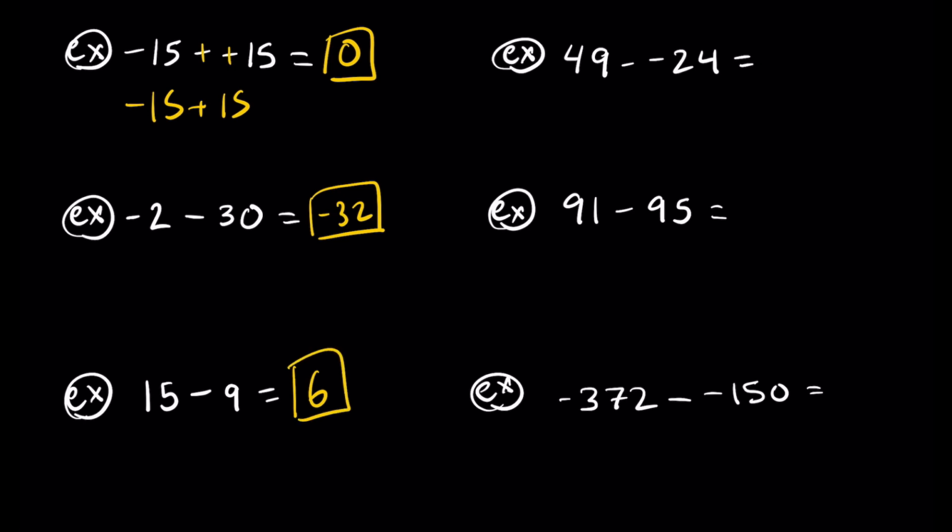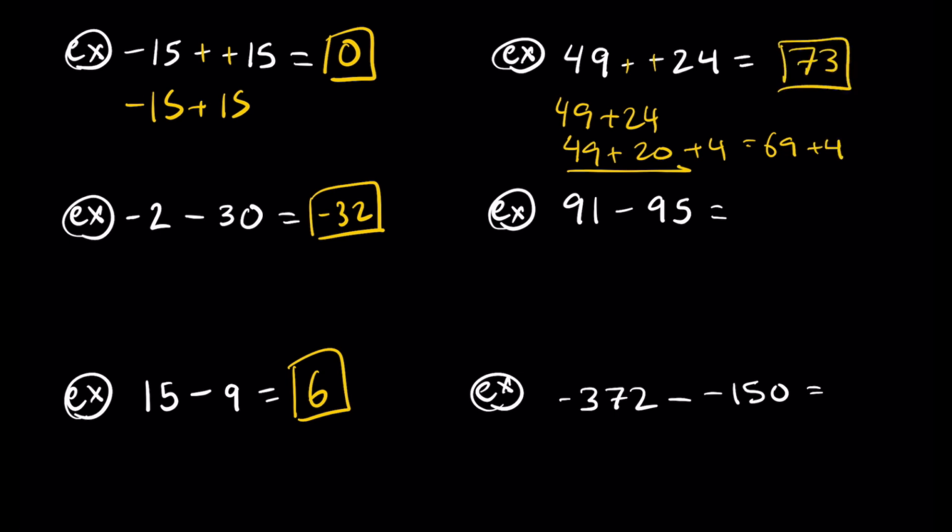49 minus 24, minus a minus becomes plus plus. So this is 49 plus 24. Let's see, 49 plus 20 plus 4. I might do it that way to make it easier. These two make 69, and then plus 4 is 73, and positive 73.